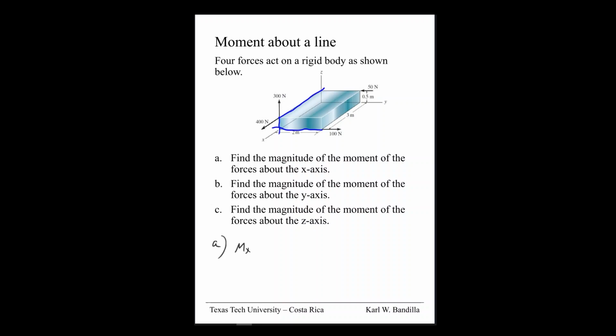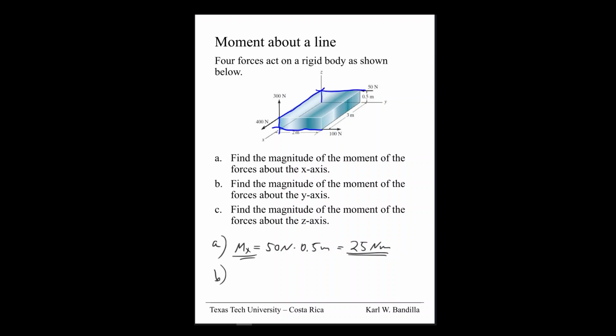So we can say Mx is equal to, what's the distance? If I project that over here, the line of action, the shortest distance, it's of course just going to be that little bit right there. All right, so that means my Mx is just going to be 50 Newton times 0.5 meter, or 25 Newton meters. That was easy. Now how about B?